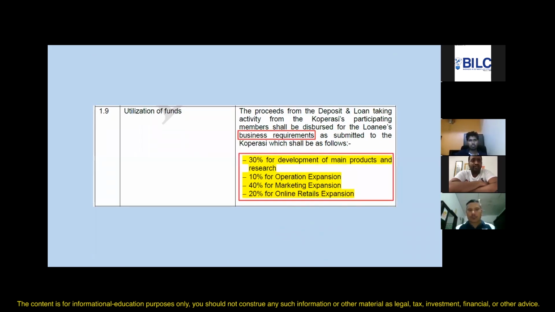So the utilization of fund is for business requirements: 30% for development of main products and research, 10% for operation expansion, 40% for market expansion, 20% for online retail expansion. So usually you would actually state these kinds of terms in the term sheet just to govern, to make sure that the funds are controlled and there's a controlled usage of funds. This is to ensure that each allocation and KPI, so to speak, is hit so that the funds are used for business-related purposes and not to pay off any bad debt or any shareholder advances. Next slide.